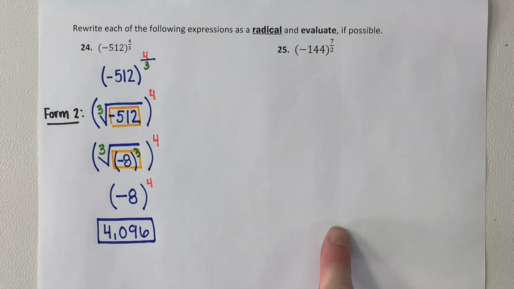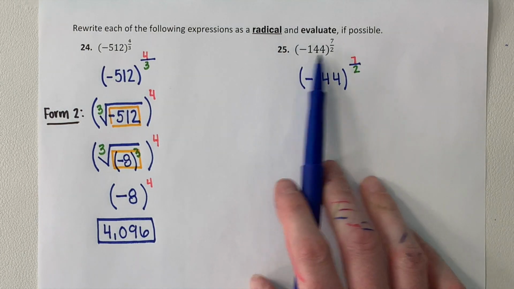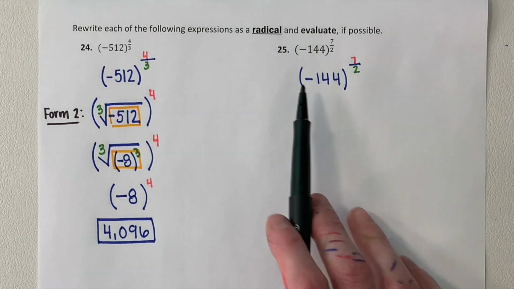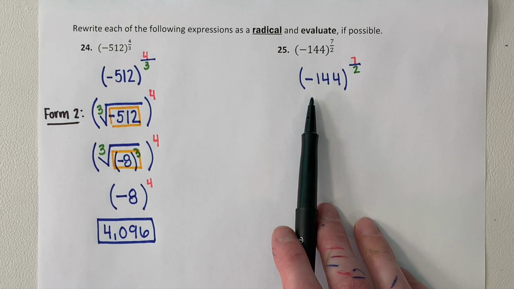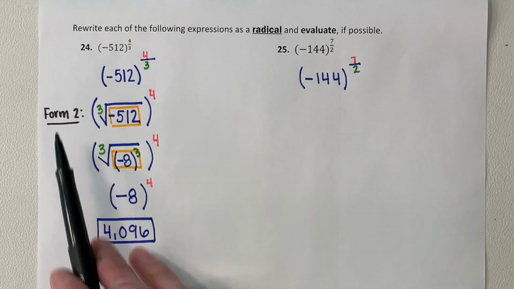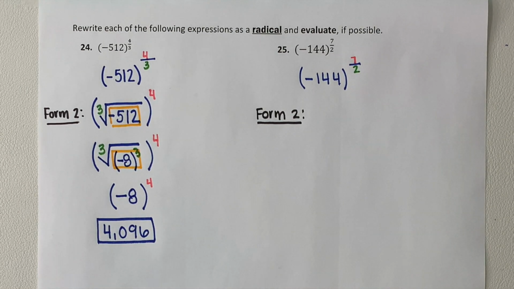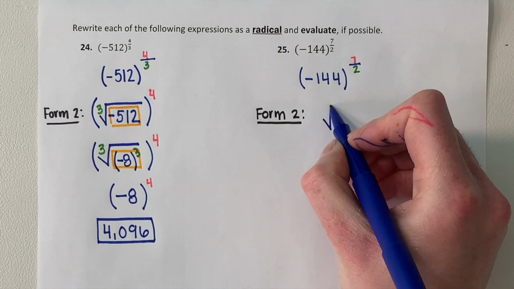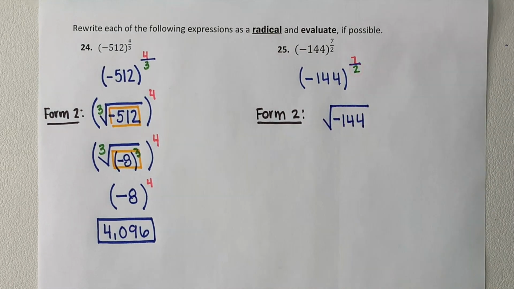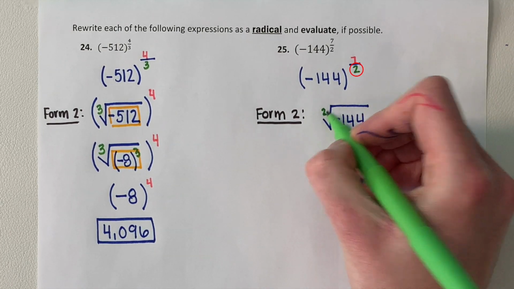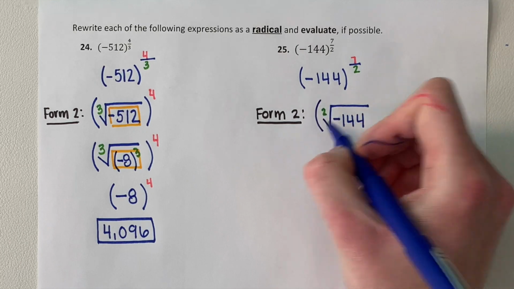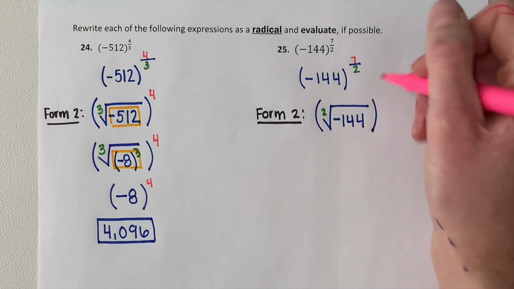Let's try another example together. Again, I've started by color coding the original problem. And to evaluate an expression like this, we want to rewrite it using radicals. We can use either form 1 or form 2, but since form 2 is often the easier form, I'm going to use form 2. For form 2, we put the base underneath the radical. We always put the denominator as our index, and then the numerator becomes an exponent outside of our radical.